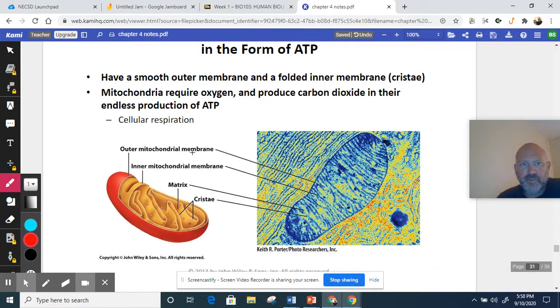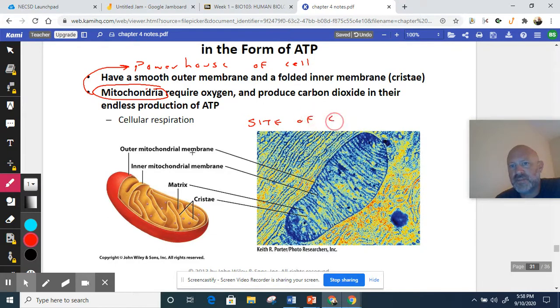Mitochondria are very important. I don't know, in high school, you might have learned that the mitochondria is the powerhouse of the cell. What does that mean? It means it's the site of cellular respiration, right? This is the site of cell respiration. Well, what's cell respiration? Well, this is a process that our cells use to provide us with energy.